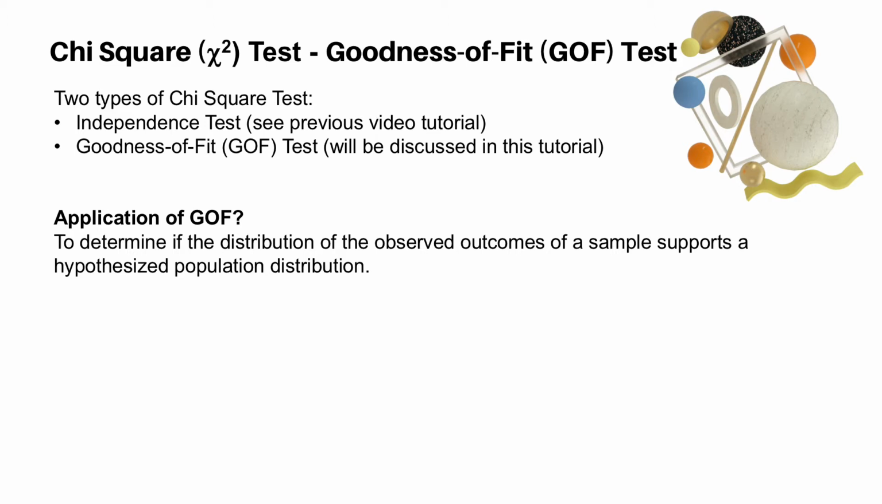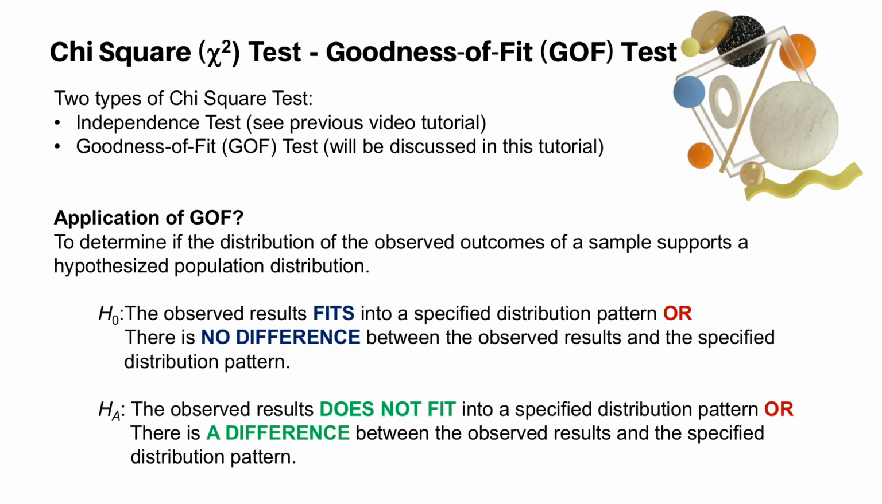This can be reflected in the hypothesis, where the null hypothesis of goodness of fit test should state that the observed results fit into a specified distribution pattern, or in other words, there is no difference between the observed results and the specified distribution pattern. On the other hand, the alternative hypothesis of GOF should state that the observed results do not fit into a specified distribution pattern, or there is a difference between the observed results and the specified distribution pattern.